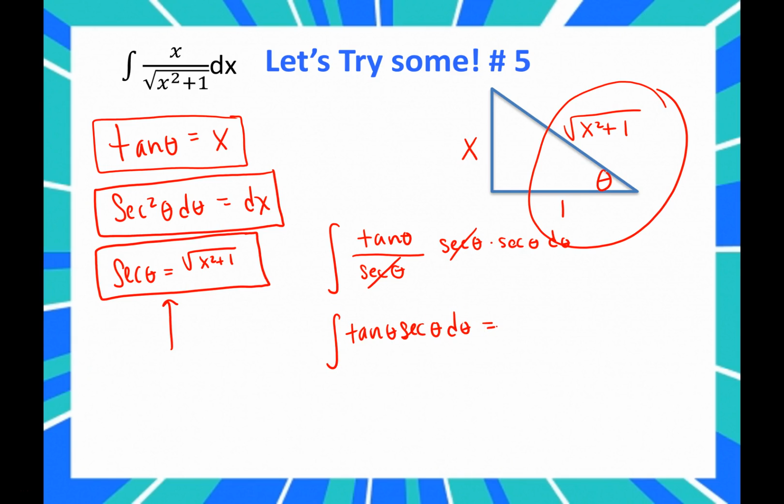And this one you should know by heart. This is just going to be secant, because the derivative of secant is tan times secant. So our answer is secant theta plus c. And we're really lucky because we have already solved for secant, which is the square root of x squared plus 1, and then plus c.